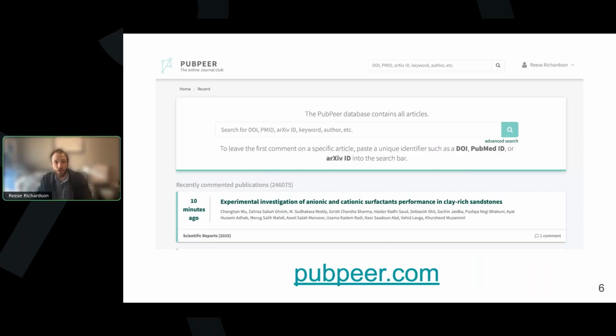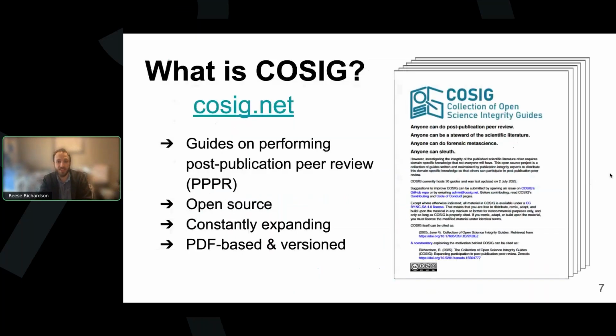And I really encourage you to check it out, read the ways that it's being used in the recently commented publications, and you can even install a browser extension that tells you when an article has existing PubPeer comments on it. And then the second resource is COSIG. COSIG is the collection of open science integrity guides.